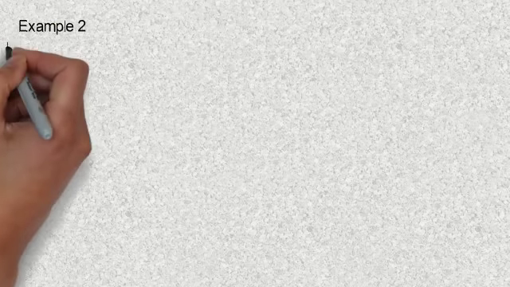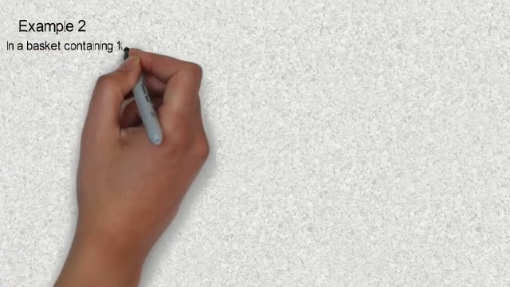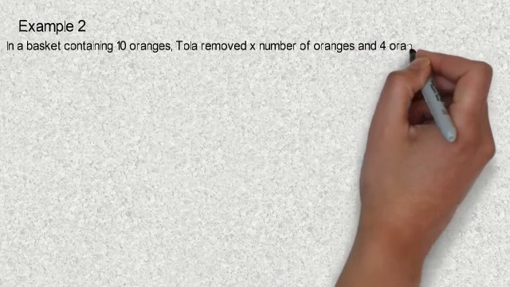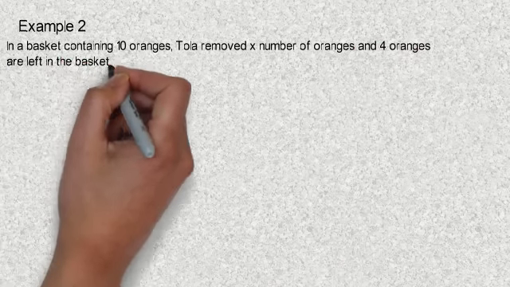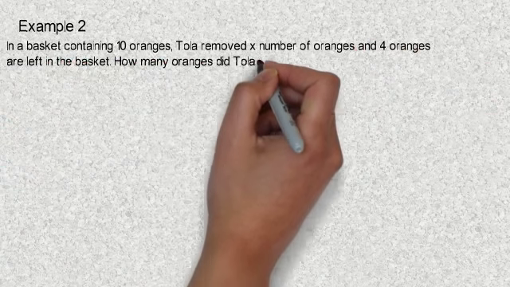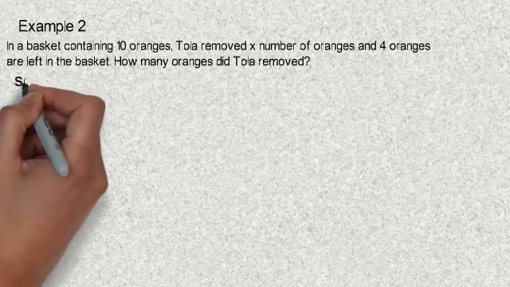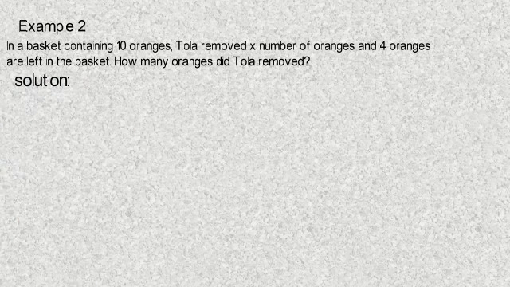Example 2. In a basket containing 10 oranges, Tola removed x number of oranges and 4 oranges are left in the basket. How many oranges did Tola remove? Let's read again. In a basket of 10 oranges, I have 10. I write my 10 down. Tola removed x number of oranges. So I have minus x. That means it's removing from it. And I have 4 left. So when I count the answer, it gives me 4. So 10 minus x equals what?